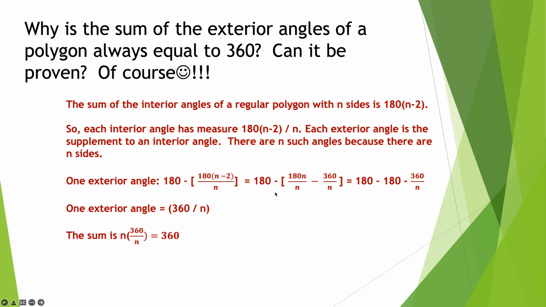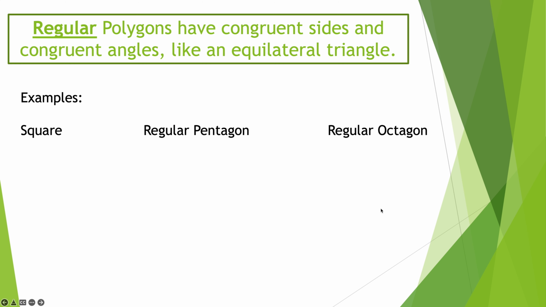which is equal to, do a little bit of algebra, split it apart with the n's, and then the n's cancel on the 180, so I get 180 minus 180 plus 360 over n. So one exterior angle is 360 over n, and since you're doing the sum of n of them, it works out to 360 every single time. So we'll do some applications of this in just a minute.